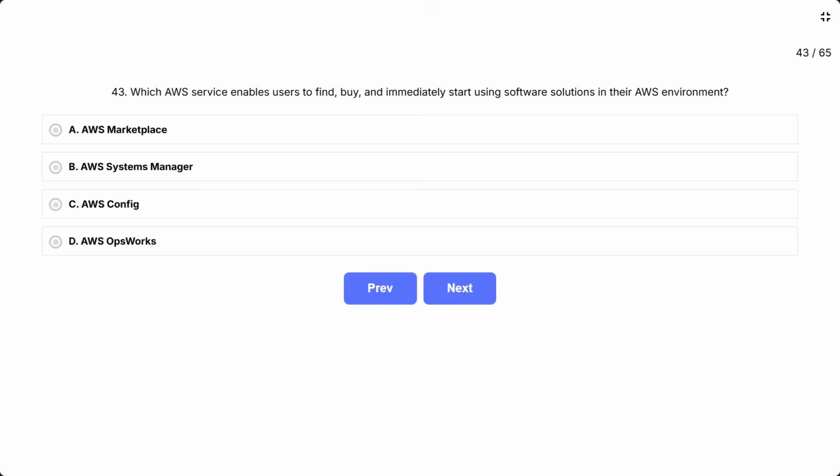Question 43. Which AWS service enables users to find, buy, and immediately start using software solutions in their AWS environment? A. AWS Marketplace. B. AWS Systems Manager. C. AWS Config. D. AWS OpsWorks.